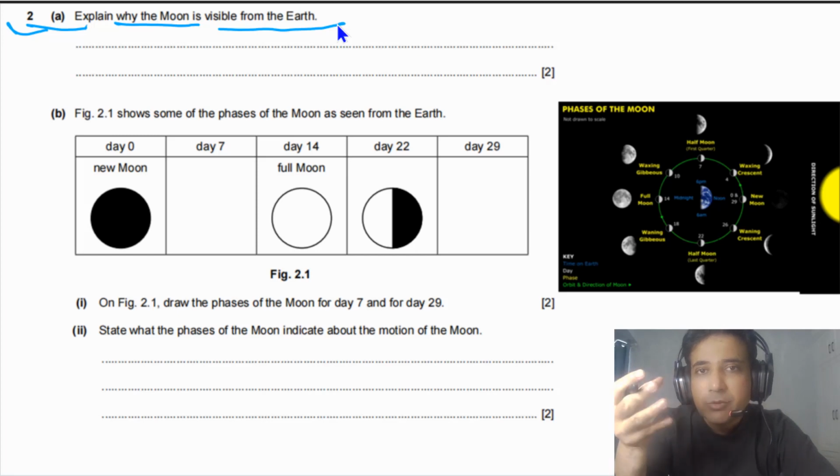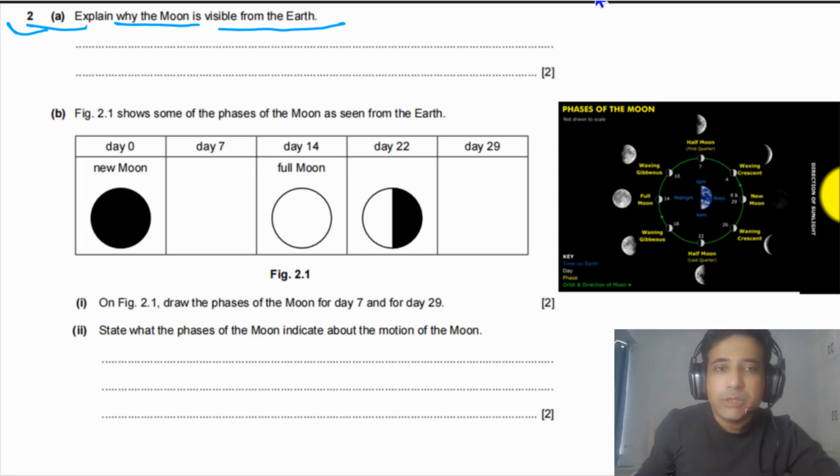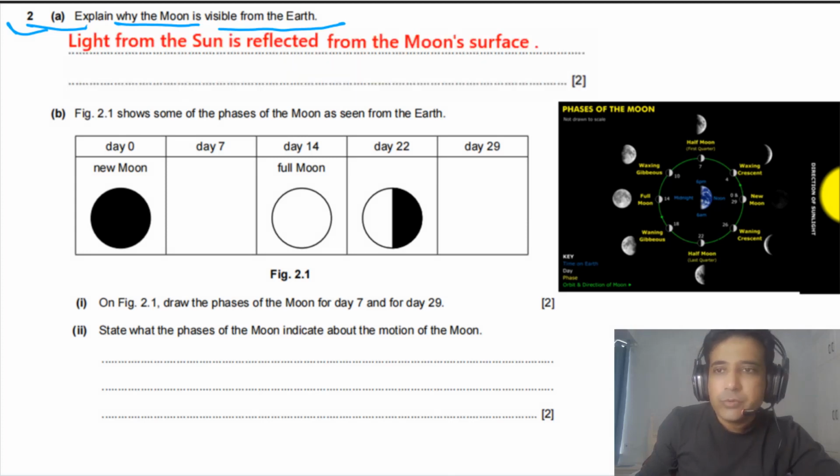Moon is visible to us. It's due to reflection of light from the sun. When the light from the sun reflects from the surface of the moon, light reaches our eyes and we can see the moon. So simply you can say it's due to reflection of sunlight from the surface of the moon. So if you write on these points, you will get 2 marks.